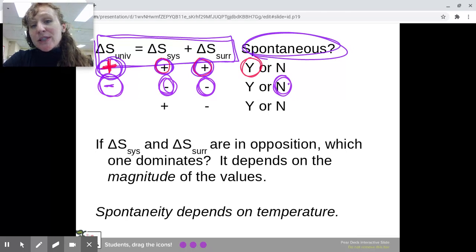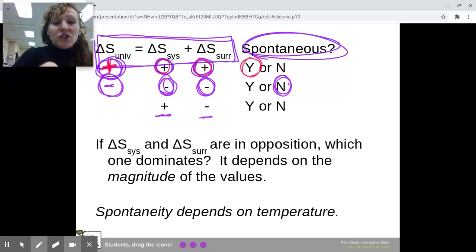The last one is the most interesting of all the cases. So entropy of the system is positive. Entropy of the surroundings is negative. Does this come out to be spontaneous or non-spontaneous? And the answer here is, it depends. If entropy of the system is the bigger value, has the bigger magnitude, then it's going to come out positive.